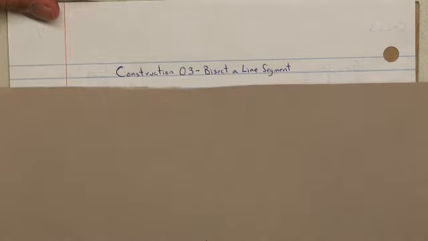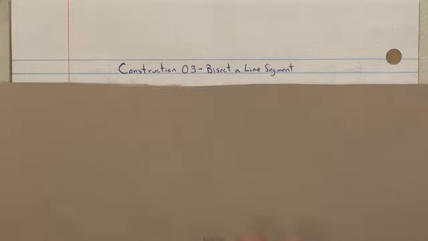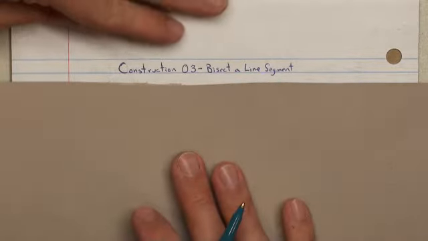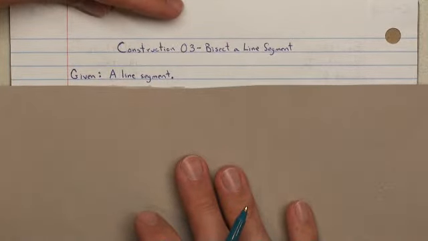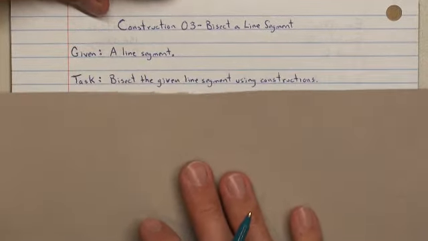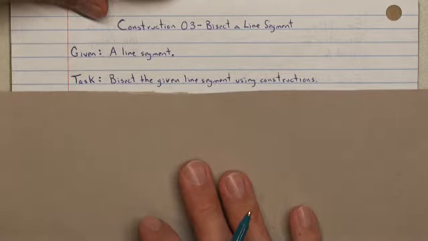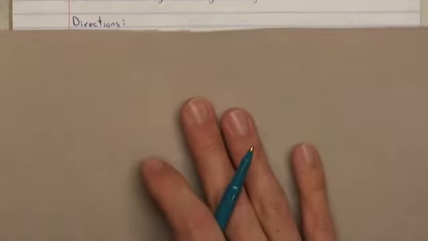So in the center of the top line, put in construction 03, bisect a line segment. This is the third construction, and it's called bisect a line segment. So in the problem, you'll be given a line segment, all right, and you'll have to bisect it. So our task will be to bisect the given line segment using constructions. Okay? So let's go through the directions.